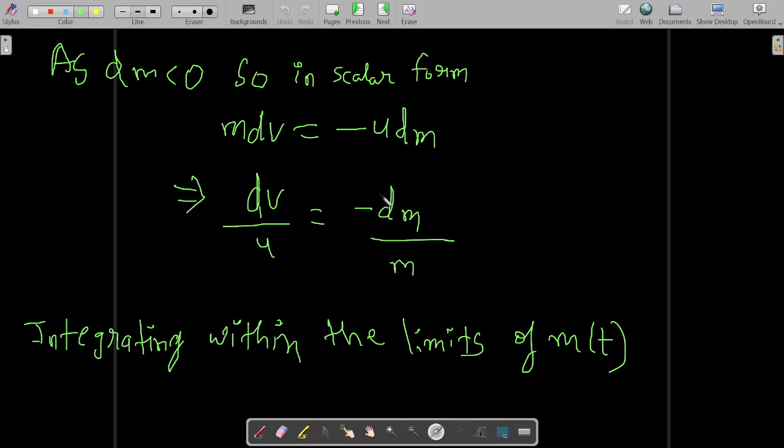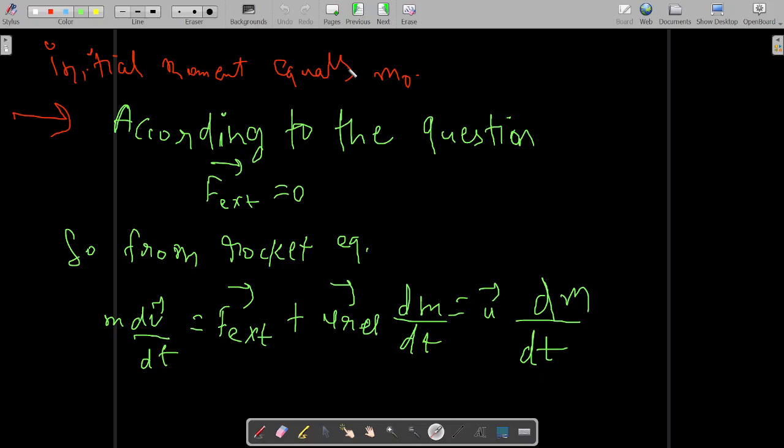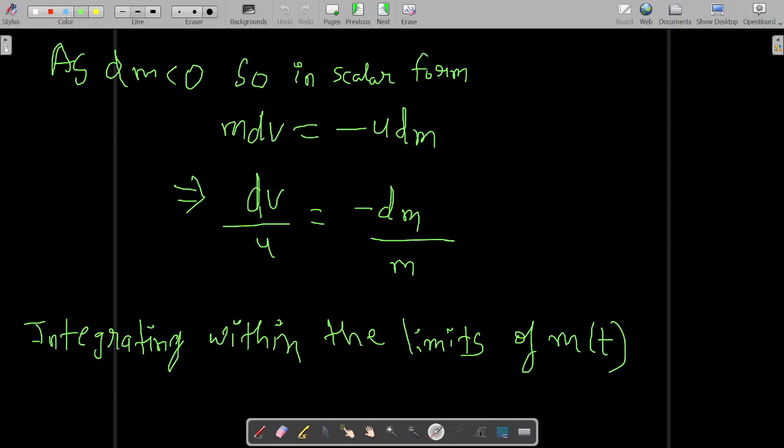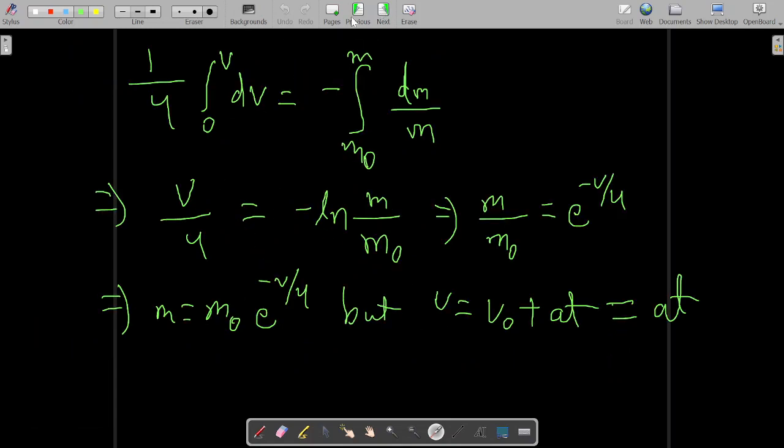Actually, you have your initial mass equal to small m naught. It is already given to you. At the initial moment, the mass of the rocket equals small m naught. So when you integrate over here, small m naught will come, and the upper limit, that is the final mass, will be something that you have to find out. Let us assume that the mass changes from m naught to m, then this integration will be integration m naught to m dm by m, and this dv by u, what will you do to it?